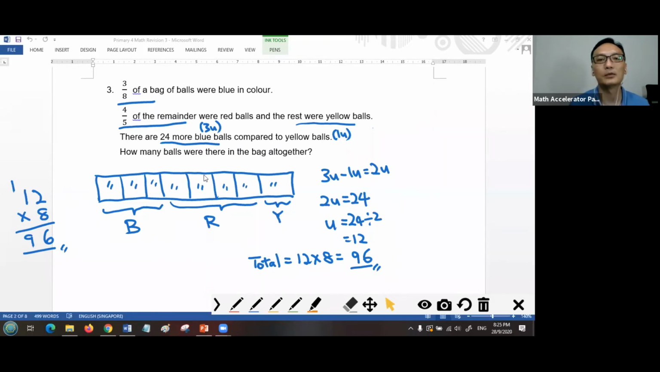Then after that, we are able to identify all the units belonging to all these three colors. The most important one is this second last line that tells us we need to find the difference between the blue and the yellow. From there, this is how we work out the value of 1 unit equals to 12. Lastly is to find how many balls in the bag altogether. We know that there are 8 units over here, and one unit is 12. So 12 times 8 will give us 96.